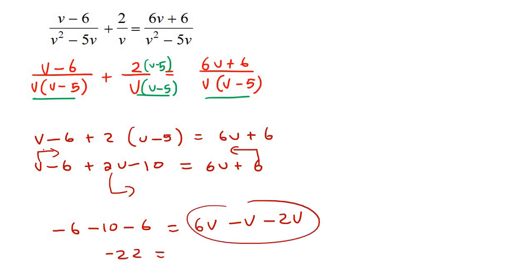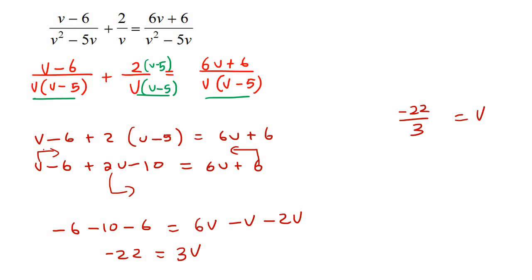And then this here would be 3v. And so then to get v by itself, I would say negative 22 divided by 3. And so v would be equal to, it doesn't actually simplify. So negative 22 over 3.